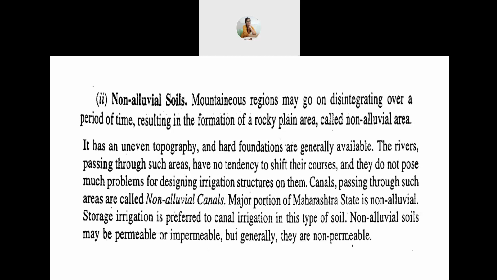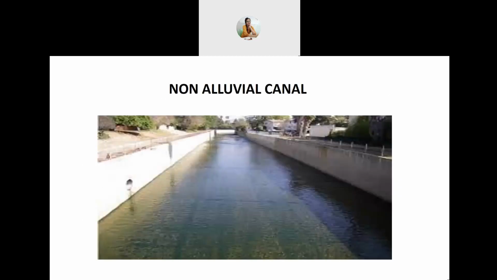Major portion of Maharashtra state is non-alluvial. Storage irrigation is preferred to canal irrigation in this type of soil. Non-alluvial soils may be permeable or impermeable, but generally they are non-permeable. In exam, you may get to write the difference between alluvial canals and non-alluvial canals. So this is a picture of non-alluvial canal, which can be readily or easily seen everywhere compared to alluvial canal.